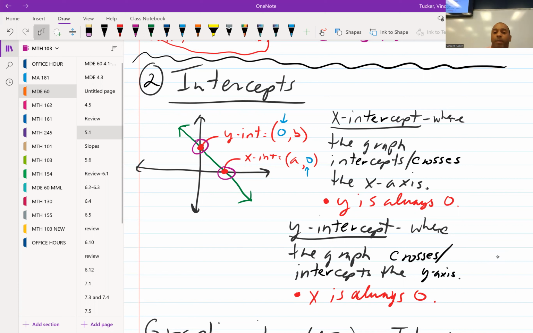Each x-intercept has a specific characteristic, and each y-intercept has a specific characteristic. For all x-intercepts, y is always 0. For all y-intercepts, x is always 0. So you will always be able to find your x-intercept by first letting y be equal to 0, and each y-intercept by first letting x be equal to 0. And then we can calculate from there.